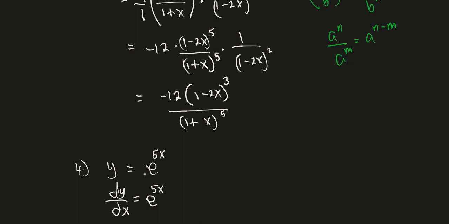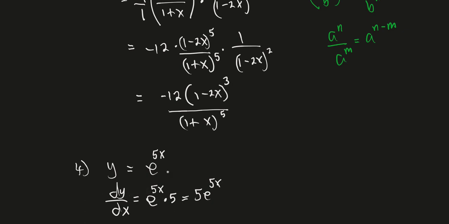But what's new now is that I don't just have an x in the exponent. We have a 5x. So if I multiply by the derivative of 5x, that gives us 5, right? So the derivative of e to the 5x is 5e to the 5x. All I did there was just put the coefficient in front, again using the commutative property of multiplication.